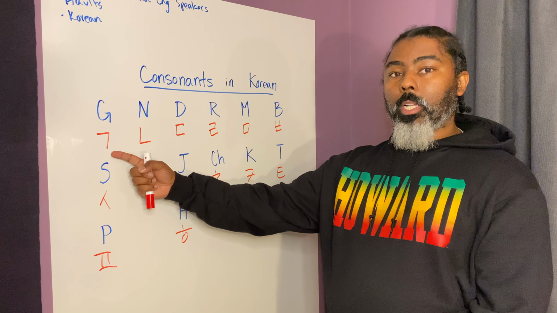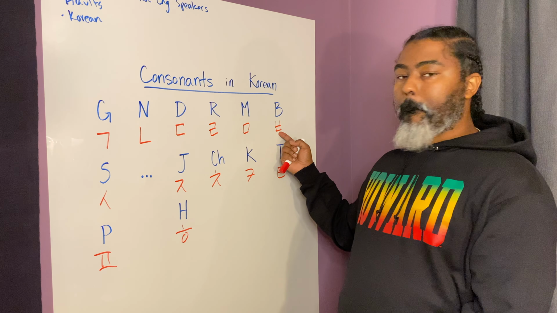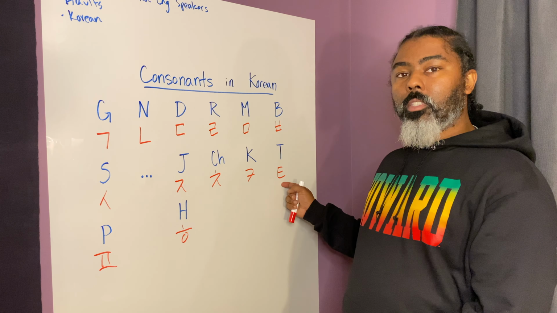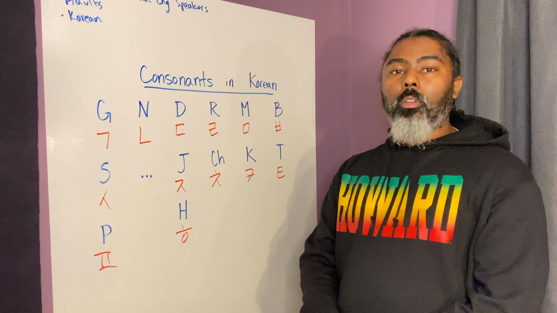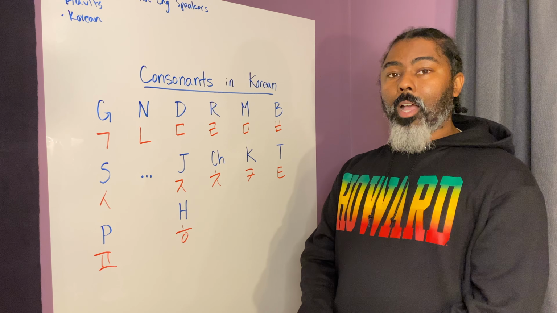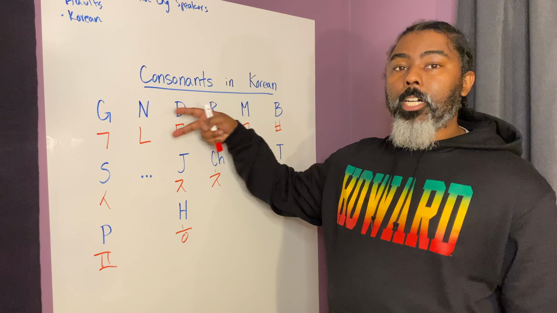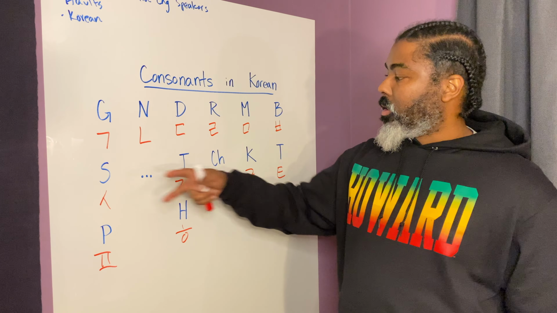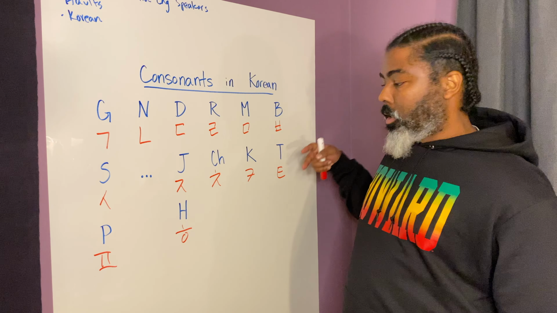For instance, G, N, D, R, M, B, S, J, CH, K, T, P. It's that simple. That is your first lesson in basic Korean. These are the Korean consonants. So let's review once again. G, N, D, R, M, B, S, J, CH, K, T, P, H.